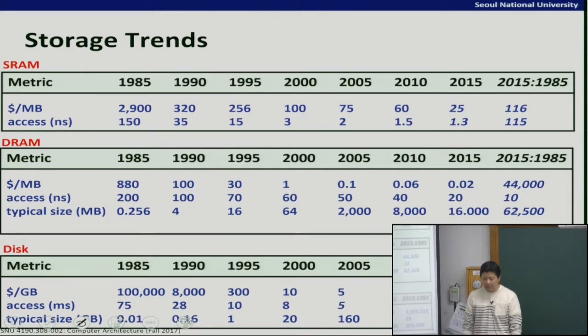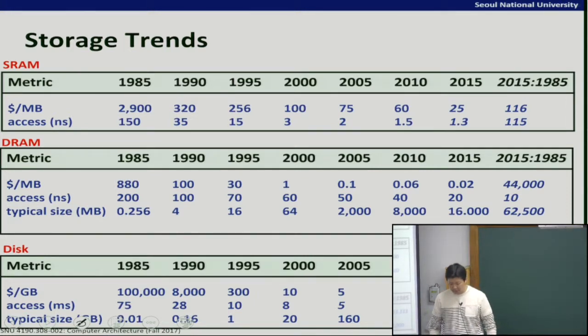So this one compares the storage trend of SRAM, DRAM, and disk, because now there are three major memory and storage devices: SRAM, DRAM, and disk, traditionally a hard disk. This compares both the access time and the cost per megabyte. It is the scaling trend between 1985 and 2015.